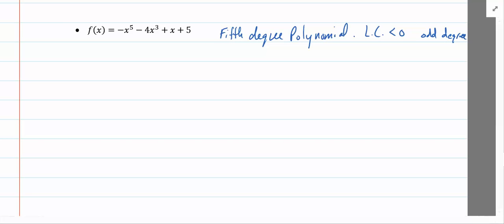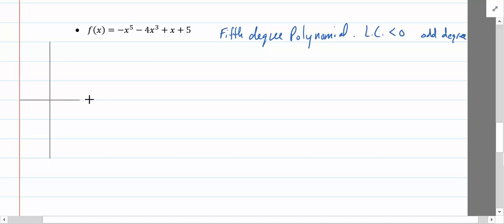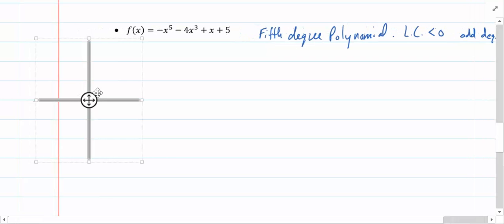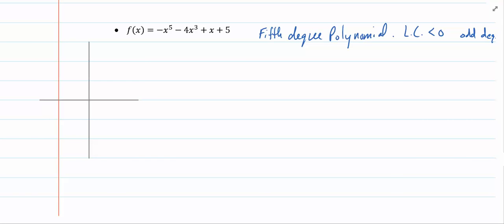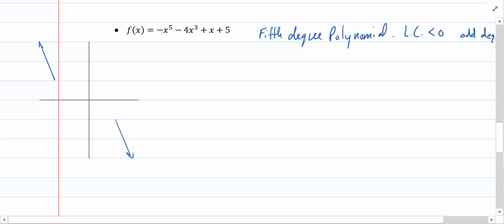So when it comes to previewing this shape, before we even go to the graphing calculator, we should have an idea of what this looks like. Because the leading coefficient is negative and the degree is odd, the tails have to go in opposite directions. Since the degree is 5, we can have as many as 4 turns, so we can think 1, 2, 3, and 4. This could be a picture of the graph.